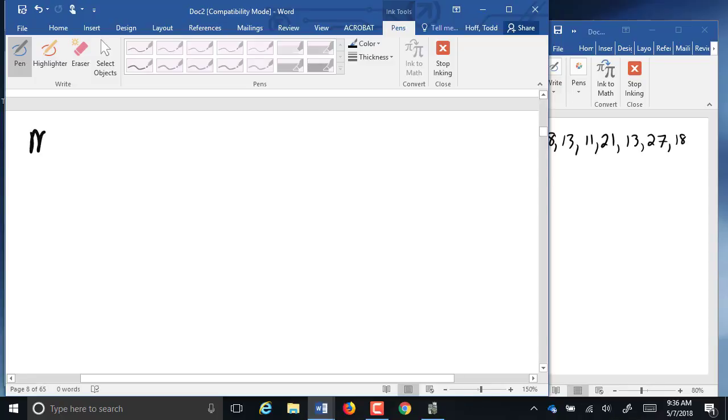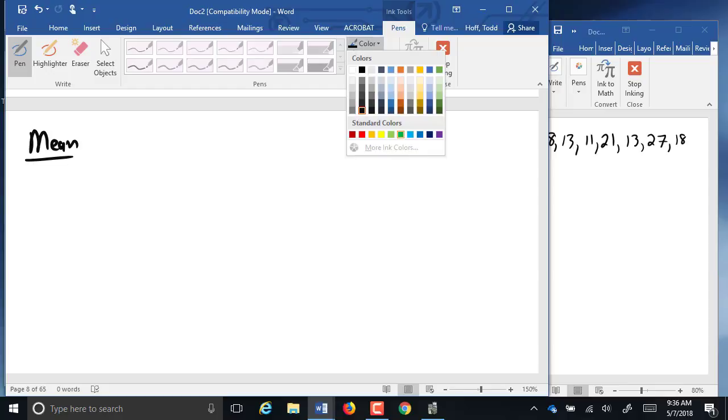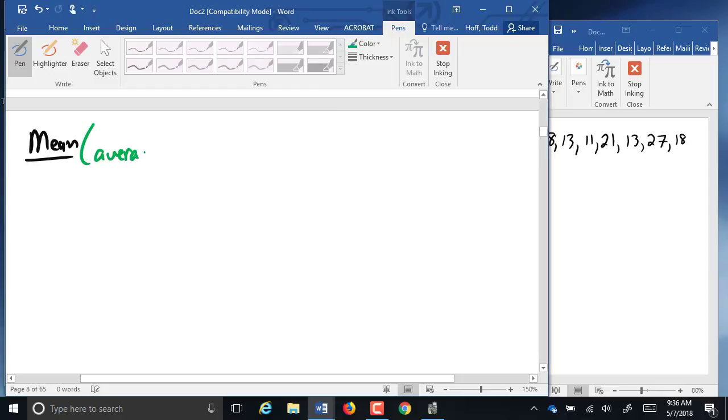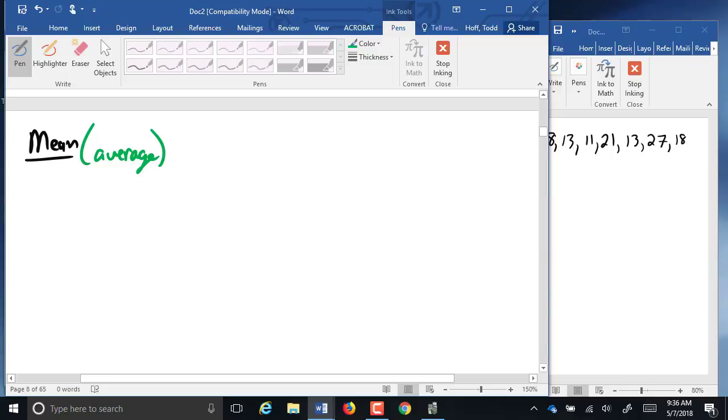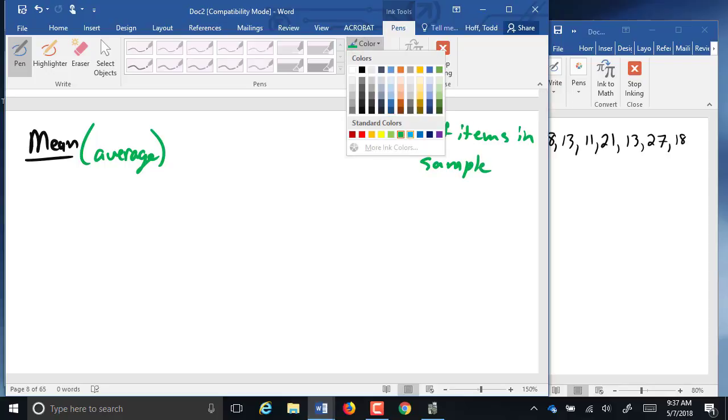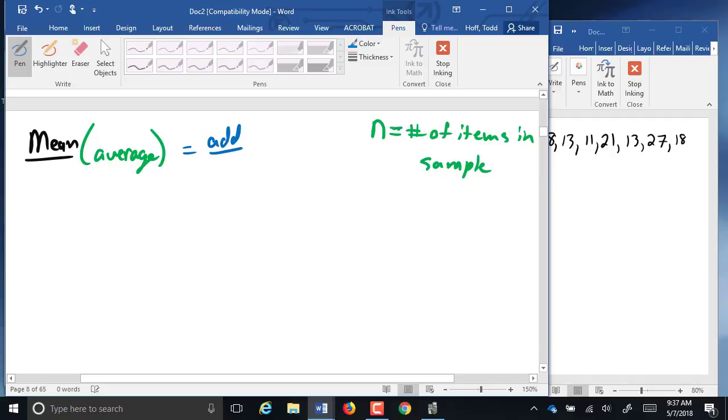One of our first measures of center is something called the mean. The mean is what most of us have always referred to as the average. How do you average numbers together? Remember how if I asked you to average three numbers, what would you do? Yeah, add them up and divide by how many are there, right? We're going to define something. Remember we said n equals the size of the sample. So it's the number of items in the sample. So to find a mean, you add and divide by n.